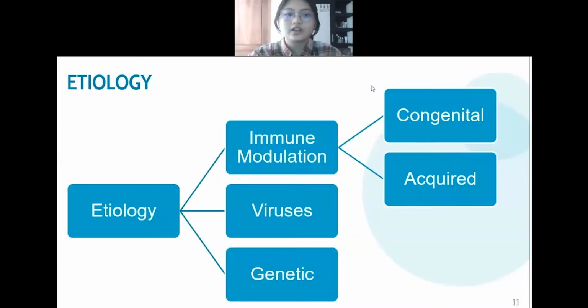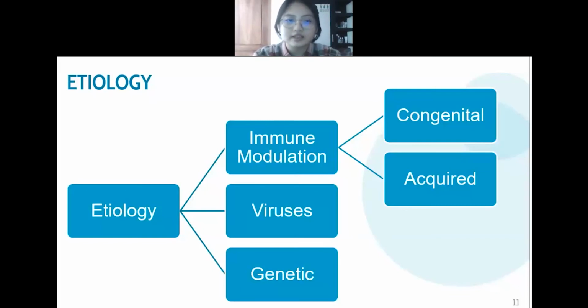The etiologies of non-Hodgkin and Hodgkin lymphoma are quite similar. First is immunomodulation, which consists of congenital and acquired immunodeficiency. This etiology can cause lymphoma due to deficient immune surveillance, defective immune regulation, and chronic antigenic stimulation caused by other infections. The second etiology is viruses such as Epstein-Barr virus and human T-cell lymphotropic virus. These viruses can cause impaired control mechanisms that lead to B-cell or T-cell proliferation, resulting in lymphoma.